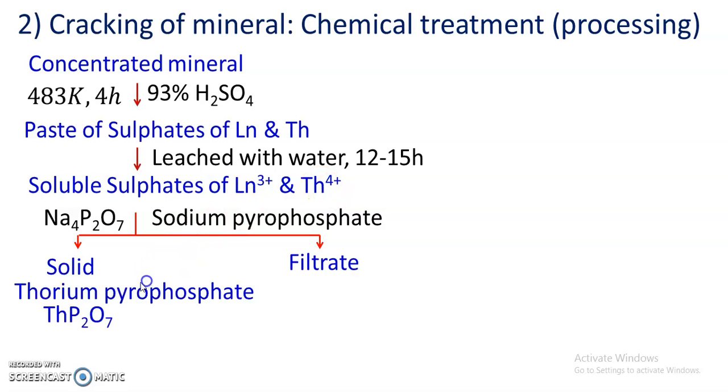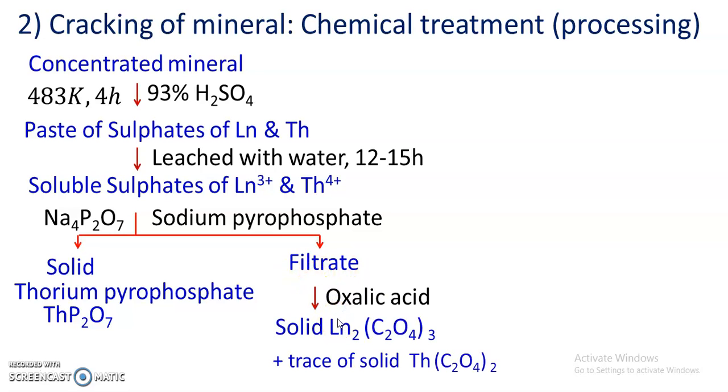So thorium pyrophosphate is a solid, so it gets precipitated. Earlier thorium sulfate is in dissolved condition. When it reacts with sodium pyrophosphate, there is a formation of precipitate of thorium pyrophosphate, and lanthanum pyrophosphate remains in the filtrate, which is treated with oxalic acid. So this solid is separated and this filtrate is treated with oxalic acid.